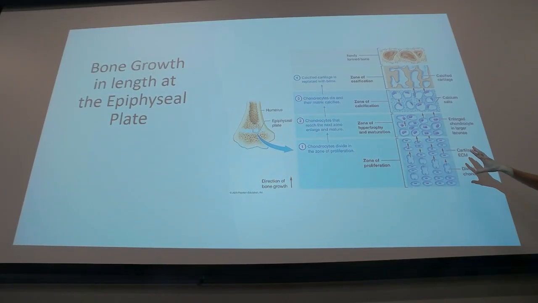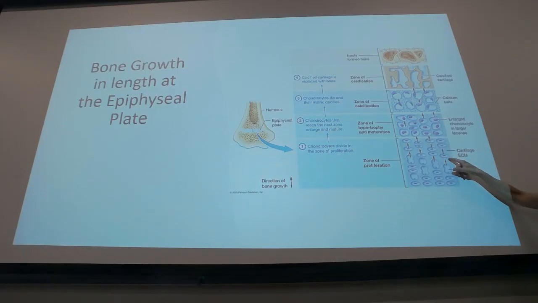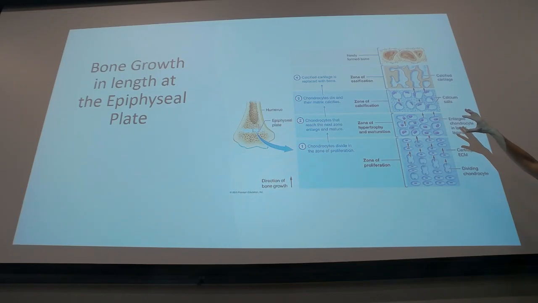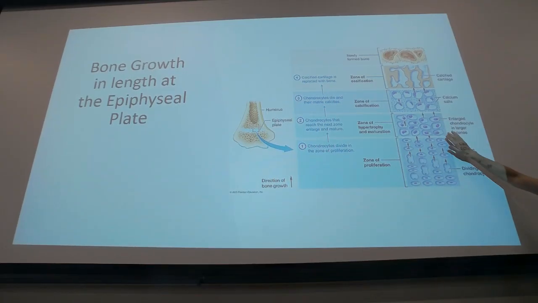In region 1, we have the zone of proliferation. You have constantly dividing chondrocytes. They undergo mitosis, so you form more, and of course these will be surrounded by the extracellular matrix. The next zone is called the zone of hypertrophy and maturation. These newly made chondrocytes move into this zone, and that's where they start becoming bigger. This is hypertrophy. And then they will start maturing as they move to the next zone, which is the zone of calcification.